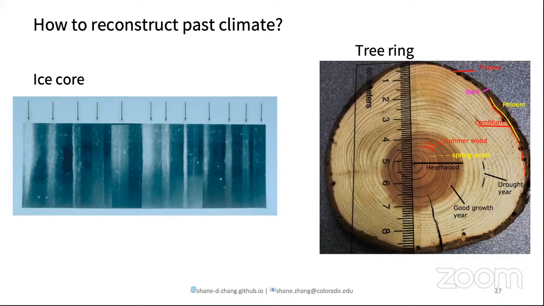And another way is to look at tree rings. You can look at the growth of the tree ring. So for instance, here shows summer wood and spring wood, and there's a drought that happened.